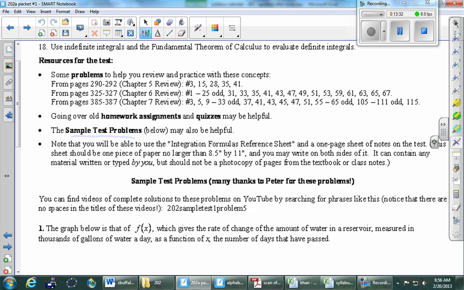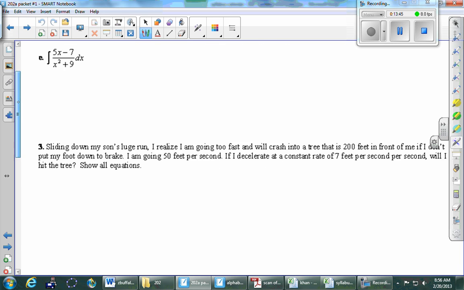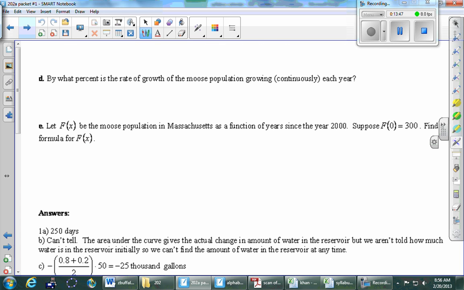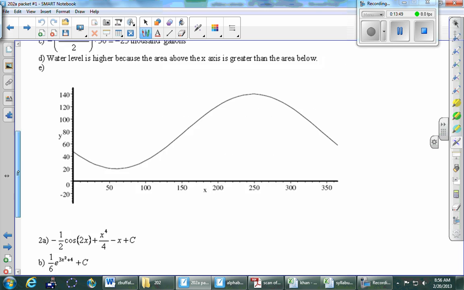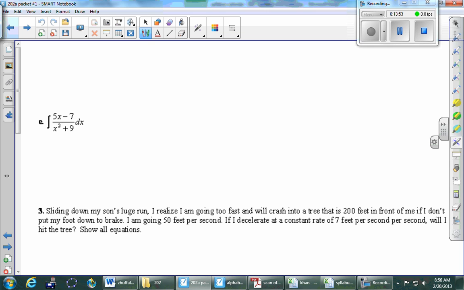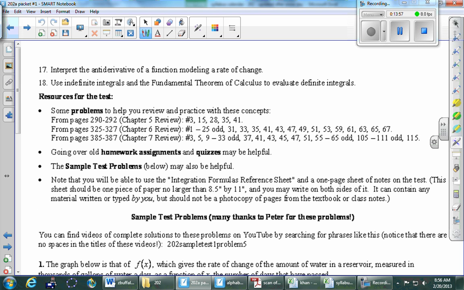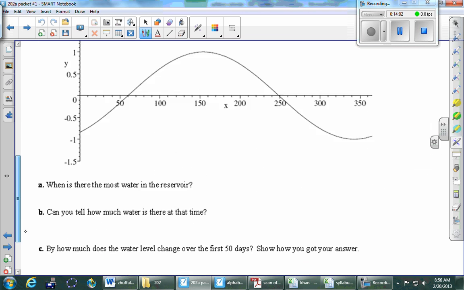And this answers Dave's question: an 8.5 by 11 piece of paper, along with page 1, which was the integration formulas reference sheet. Okay, and the sample test problems are there, and if you have time between now and Friday, then certainly you can take a look at them. Answer key follows. On Friday, the plan is to just come in and have you working on whatever you'd like, and it could be the sample test problems, or going over your old quizzes, or doing homework, or anything.